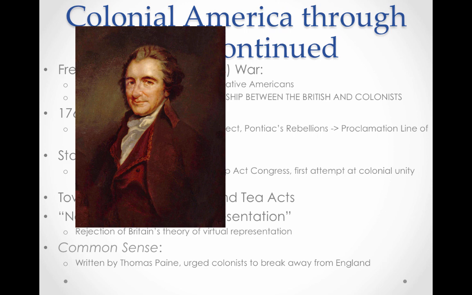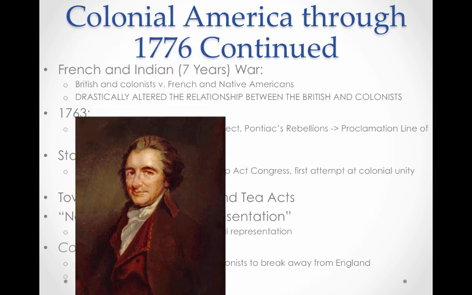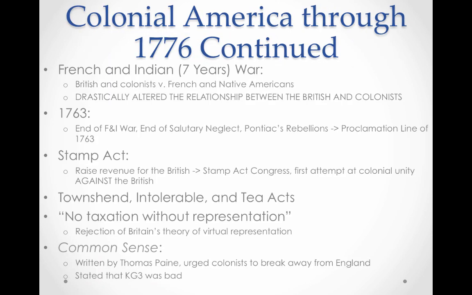All right, so Common Sense. Here's my man T. Paine, or as we like to call him in history class, Thomas Paine, who urged colonists to break away from England. He stated that KG3. Who's KG3? King George III. He was a bad guy, and it was our common sense. It was our moral obligation, our duty to break away and really develop an independent nation.